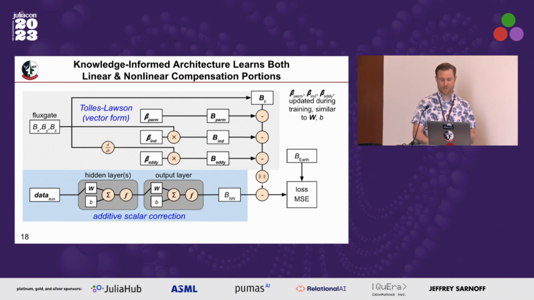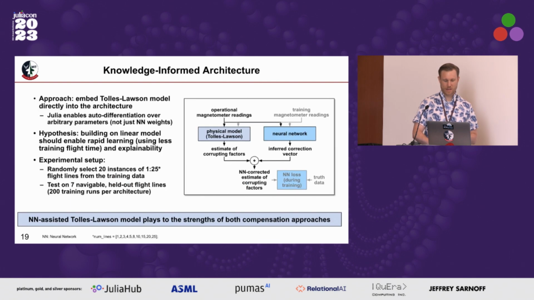This is an example of that. So normally you have your neural network and whatever number of hidden layers you like down here. But up here, this is an explicit representation of that Tolles-Lawson mathematical model, where I can keep the meanings of the permanent, induced, and eddy fields and take a vector norm and subtract off a scalar correction. And so I wanted to test very quickly, does this actually help and how?